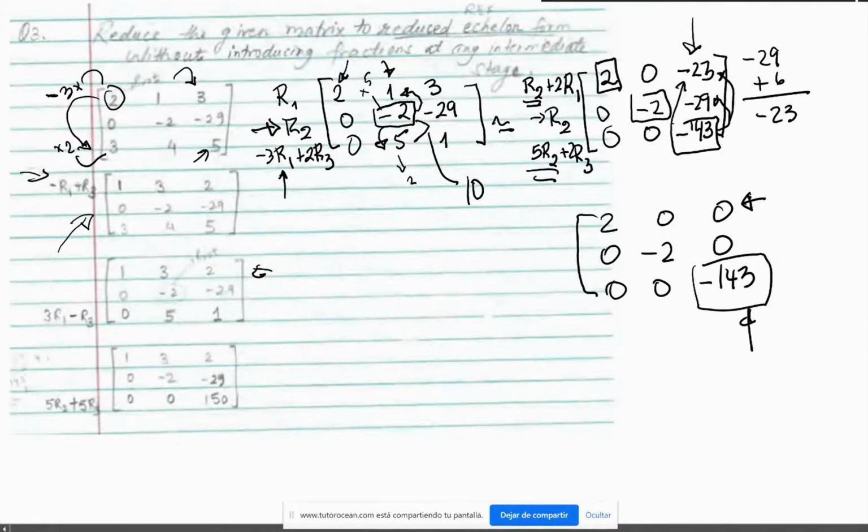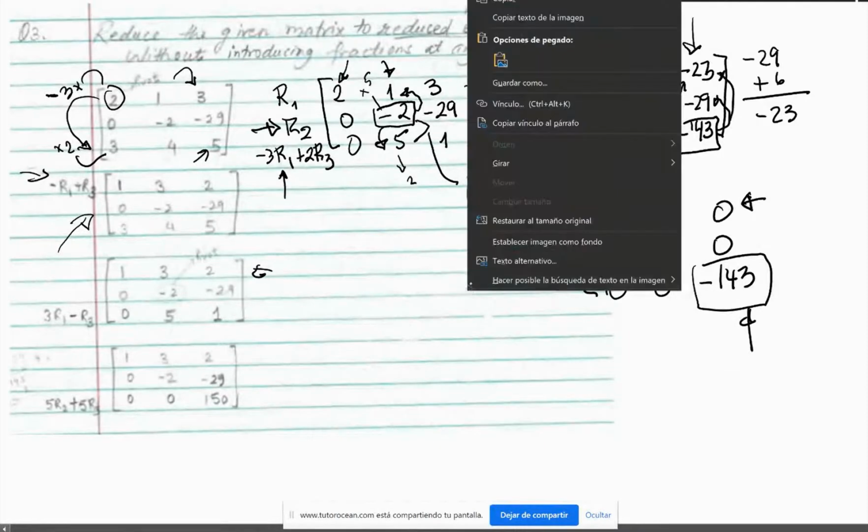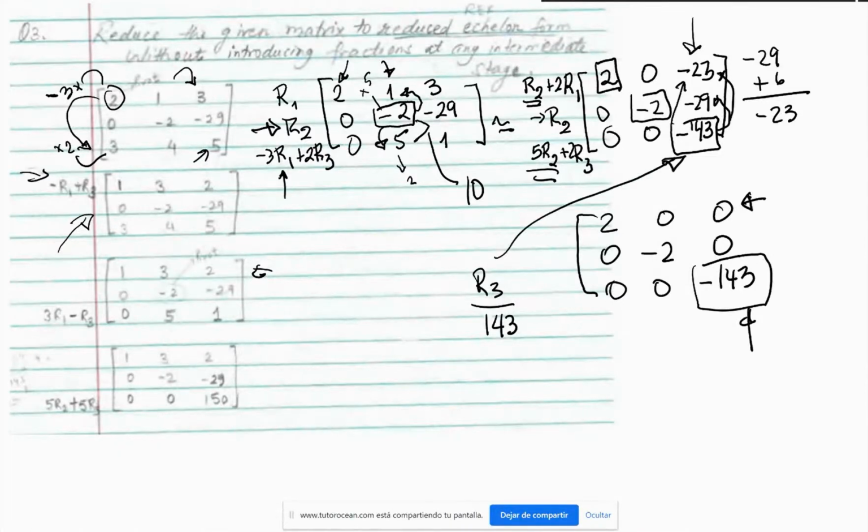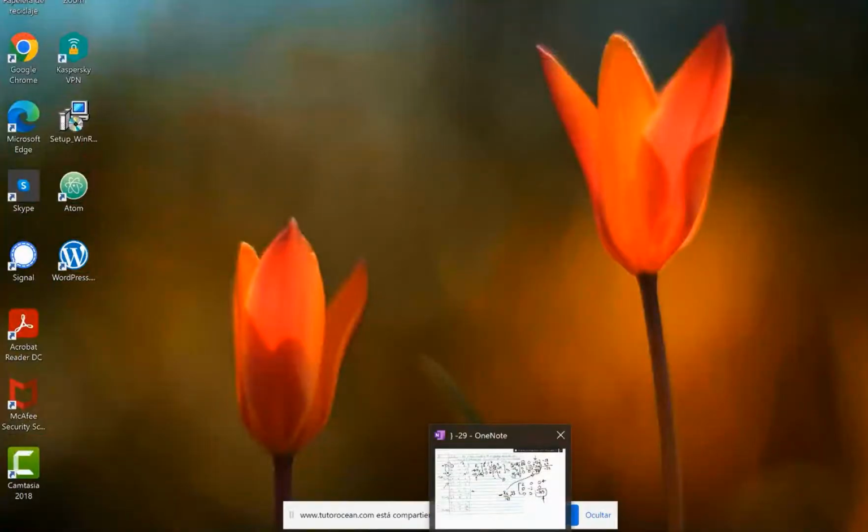This is the pivot. Row 3 divided by 143. This is a 1, you know? They have the same sign, so I have to use a minus here, times 23, right?